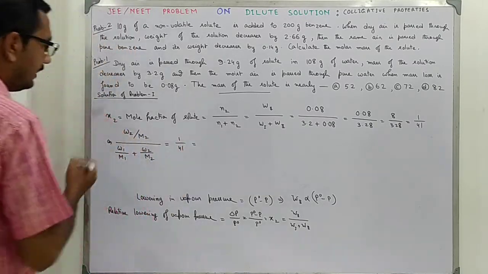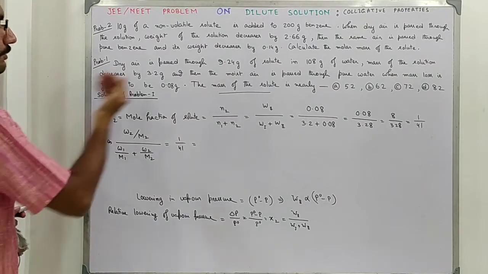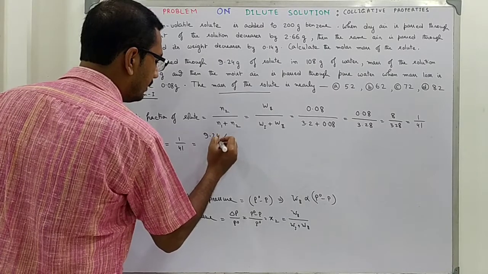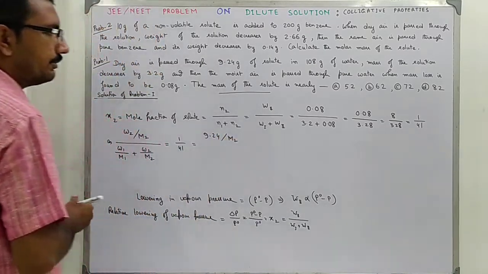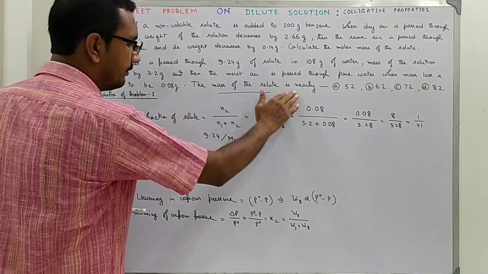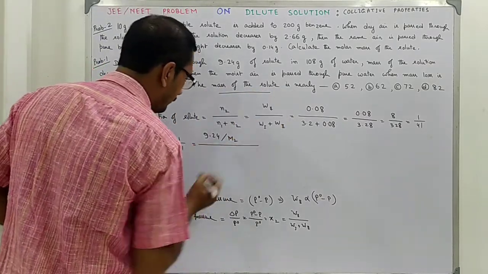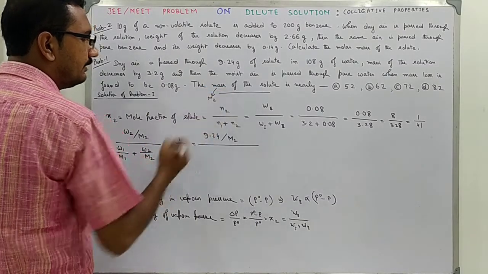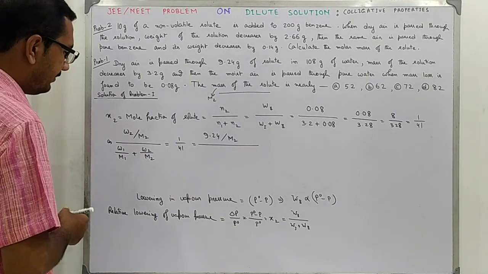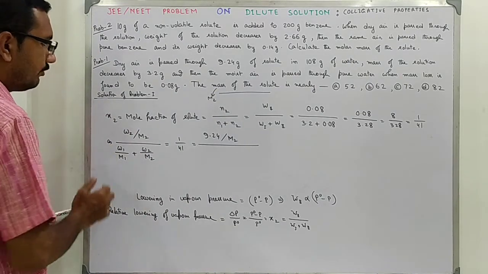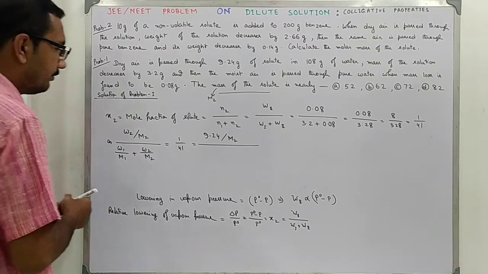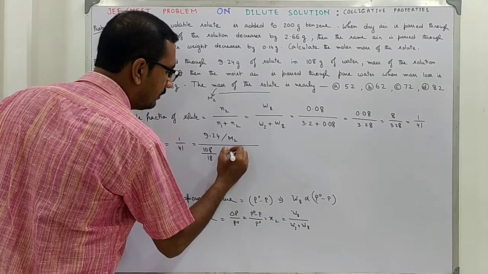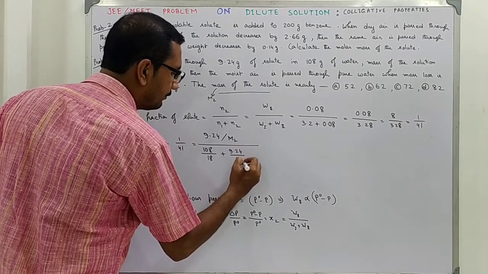Now we put these values. See, the amount of solute that is taken is 9.24 gram. So we put here 9.24 upon M2. The molecular mass of the solute is the demand of this problem. So we take this M2, we consider the mass of the solute to be M2 gram per mole, that we will have to determine through this experiment, and W1 by M1, it is the mass of water by molecular weight of water. So it is 108 upon 18 plus 9.24 upon M2.